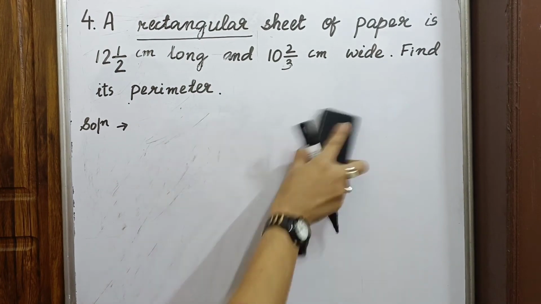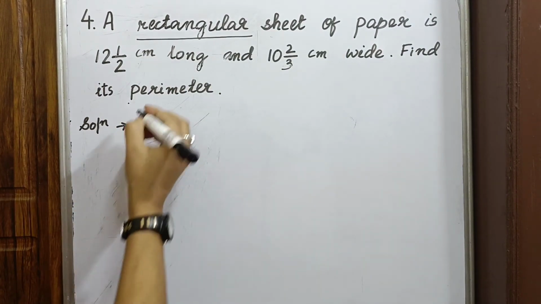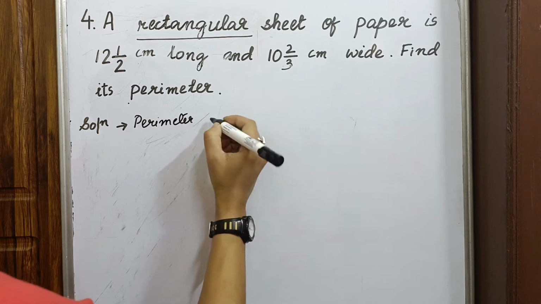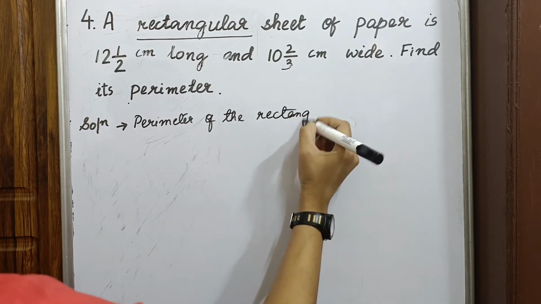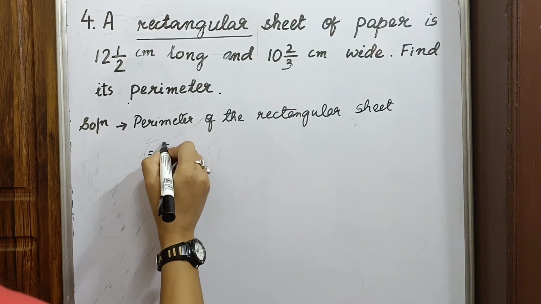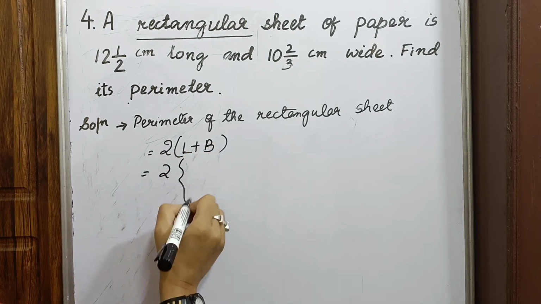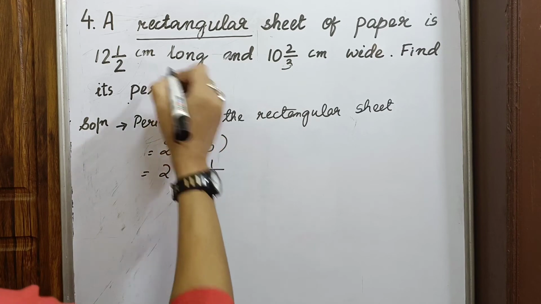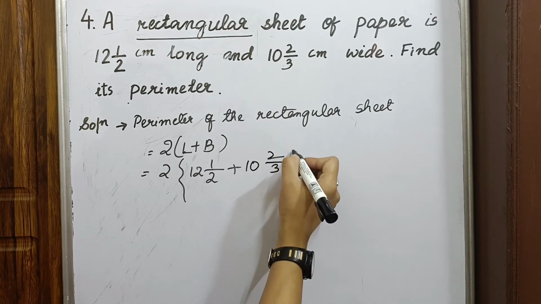Now we can find, applying this formula 2 into length plus breadth, for finding the perimeter of this rectangular sheet, we will write perimeter of the rectangular sheet equals to 2 into length plus breadth equals to 2 into, what is length here? 12 1 by 2 centimeter plus breadth, which is the width, it is 10 2 by 3 centimeters.